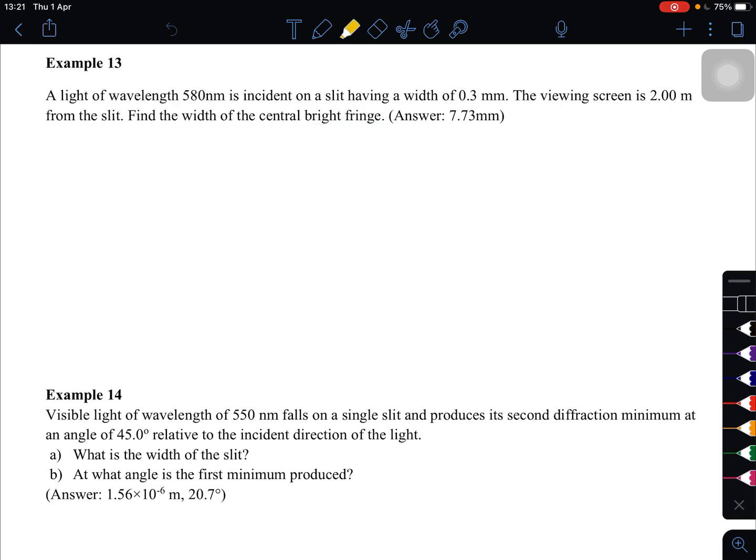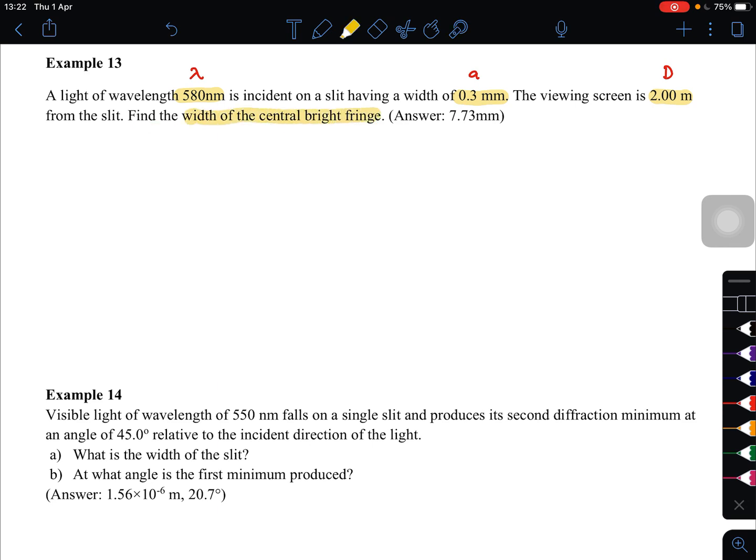Okay, so we have wavelength 580 nanometer, and then the width of the slit is 0.3 millimeter, which means it's the value for a. This one is lambda. And then we have 2 meter, which is the distance of the screen from the slit, which is the value for D. And then now we want to find the width of the central bright fringe.